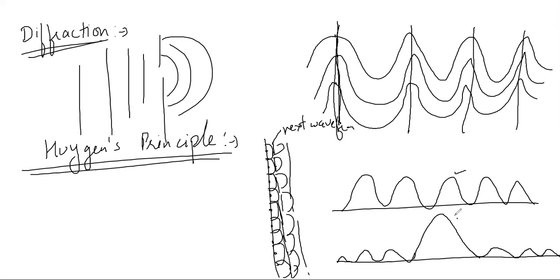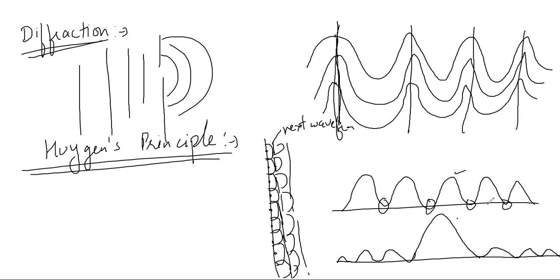In interference, usually at the points of the minima your intensity is zero, and that is usually not the case in diffraction. In the case of diffraction, your minima are not perfectly dark.